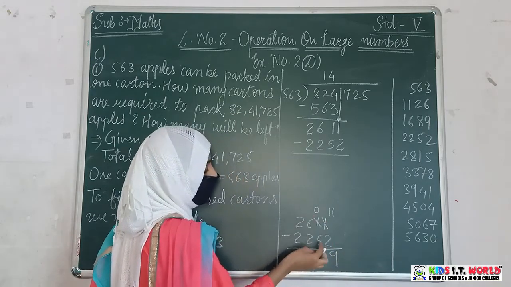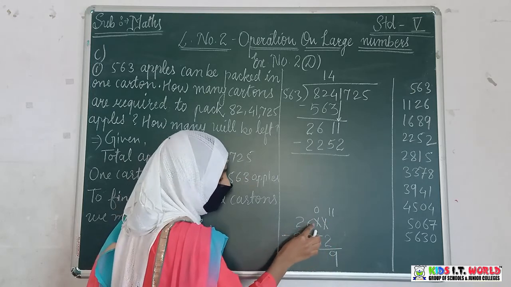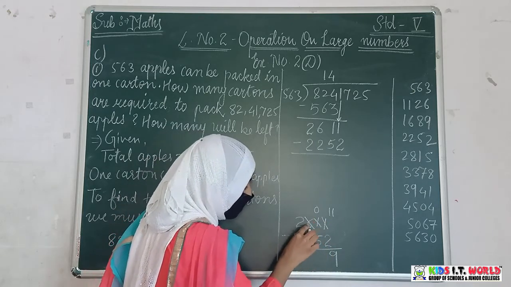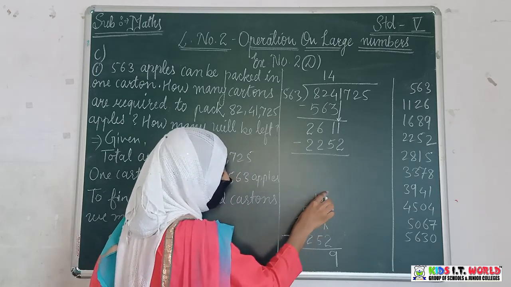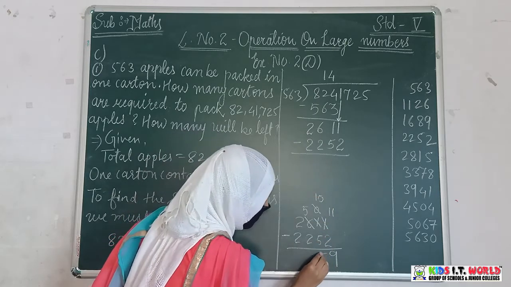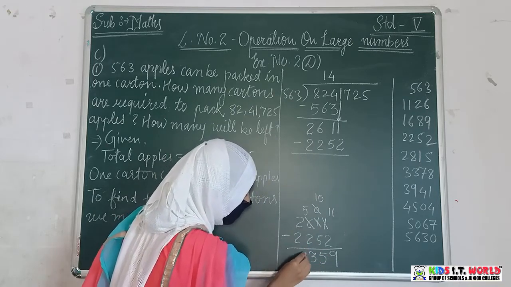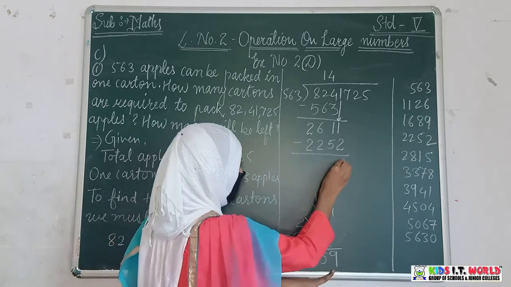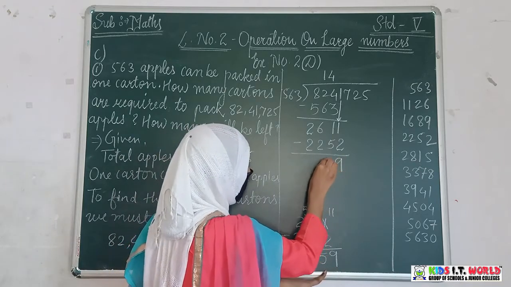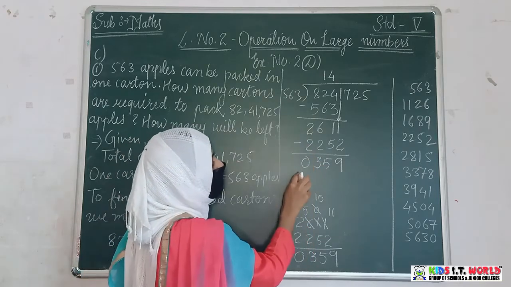0 minus 5, again it is not possible. For completing this, we have to borrow from the other number. So we will take from 6. So it will be 5 and this will get 10. So 10 minus 5 is 5. 5 minus 2, 3. 2 minus 2, 0. Now start writing the answer from the extreme right. So it will be 9, 5, 3 and 0. We have finished with the subtraction.